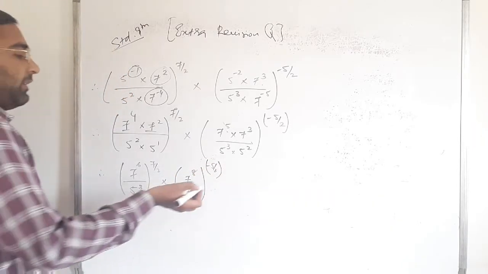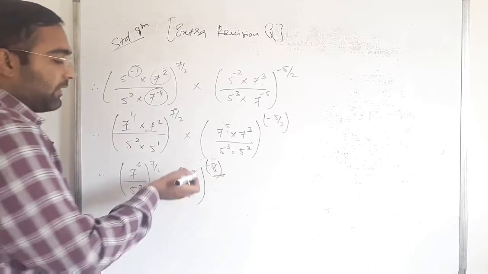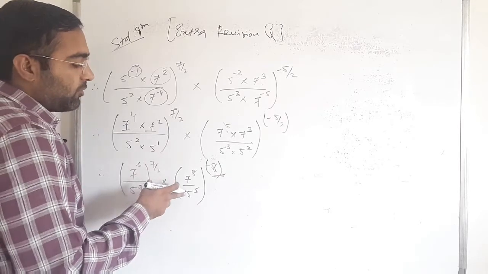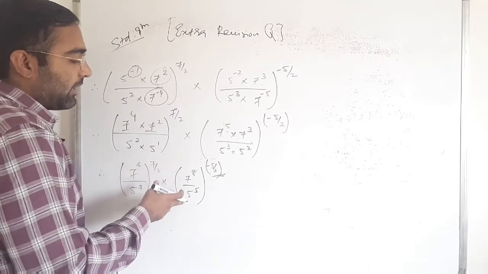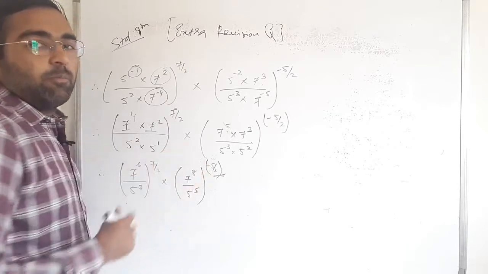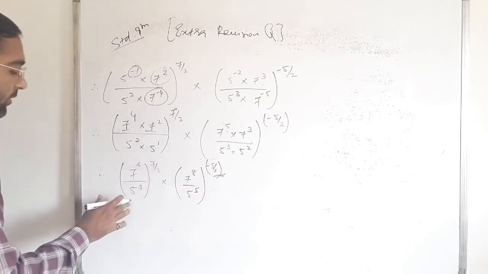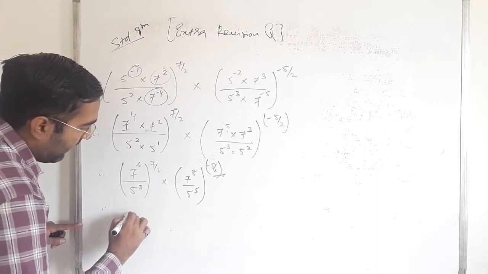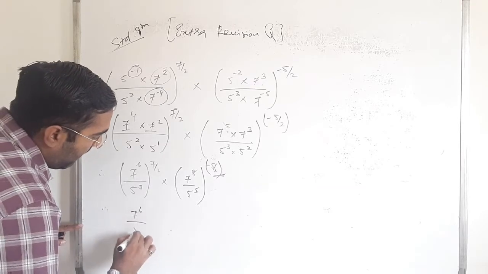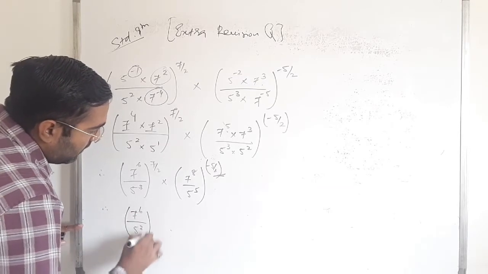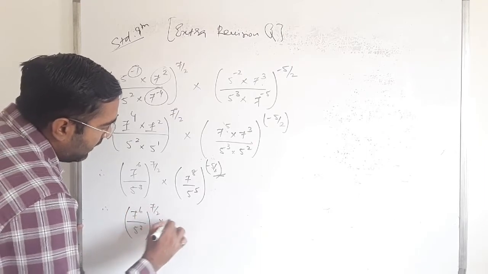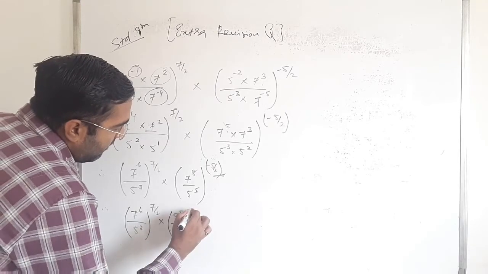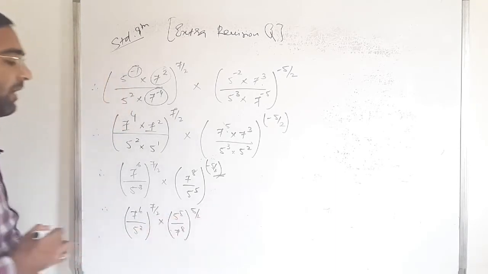Okay, so now I'll convert this power into positive, so I'll shift both of these numbers between numerator and denominator. 5 raised to 5 is shifted to the numerator and 7 raised to 8 is shifted to the denominator, so my power will be converted into positive. Therefore you should write it like 7 raised to 6 upon 5 cube raised to 7 by 2, into 5 raised to 5 upon 7 raised to 8. Now the power will be positive, that is raised to 5 by 2.